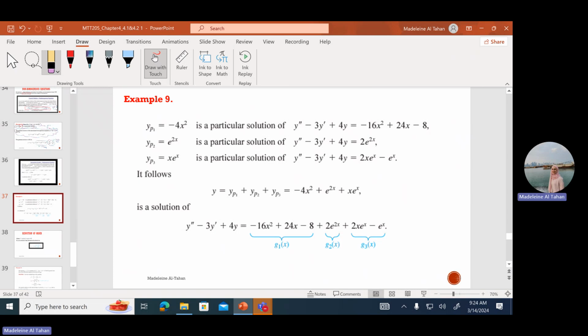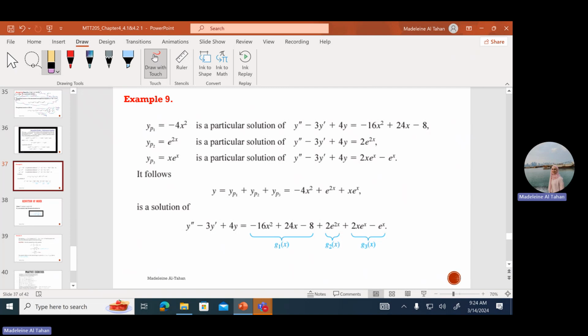Do we have any questions, Miss? How do we know that we will have three particular solutions? Polynomial, exponential, and this exponential is different from this exponential. So we have three functions, so we need three particular solutions. Now, this slide exactly will go into details in section 4.4. Just like that, we will add also the particular solution.